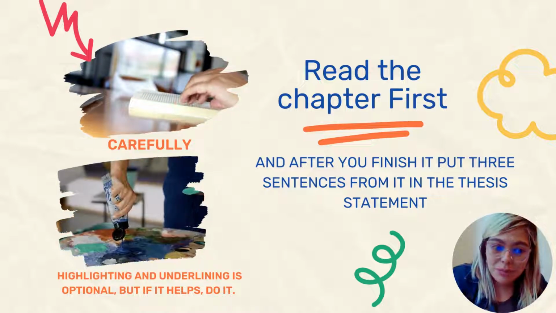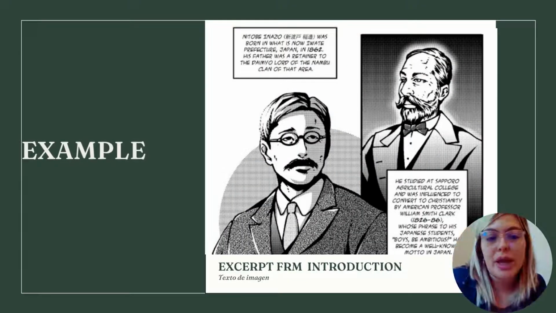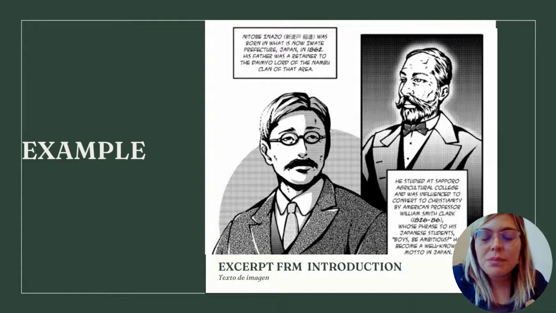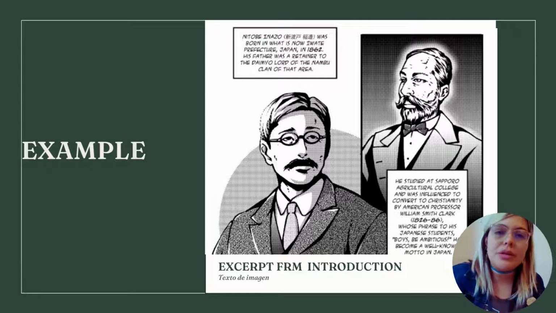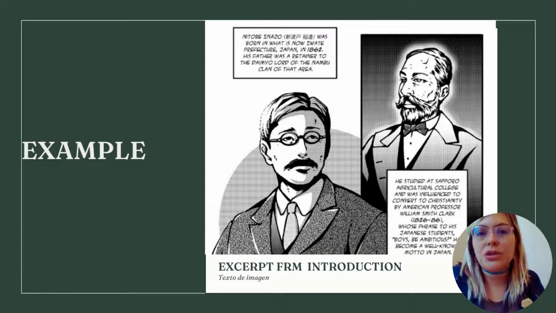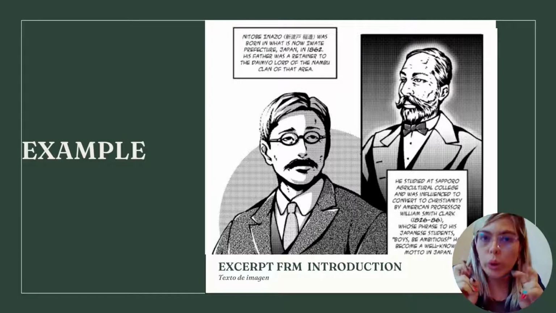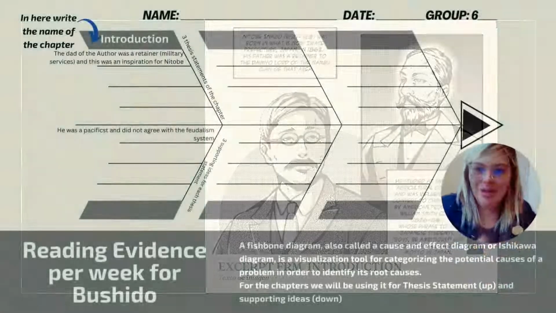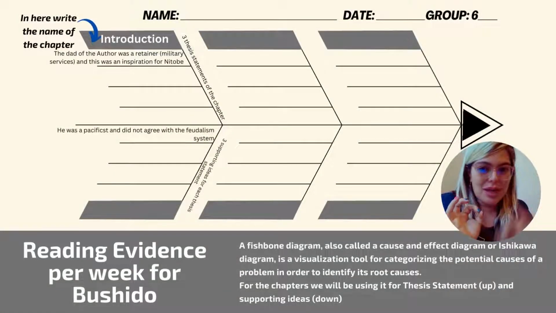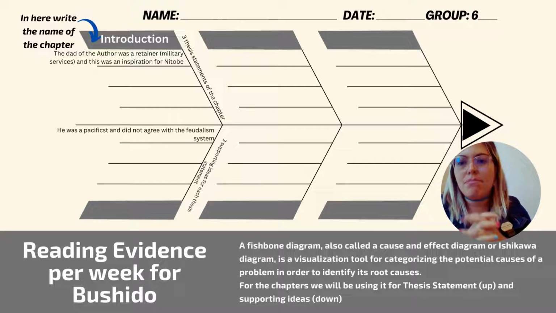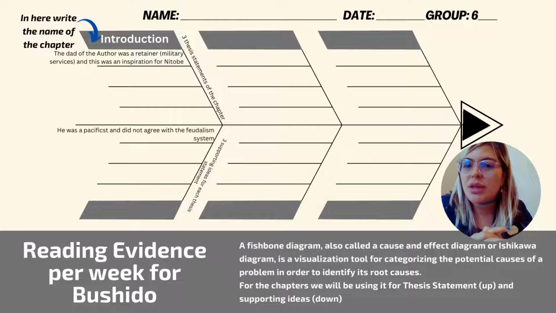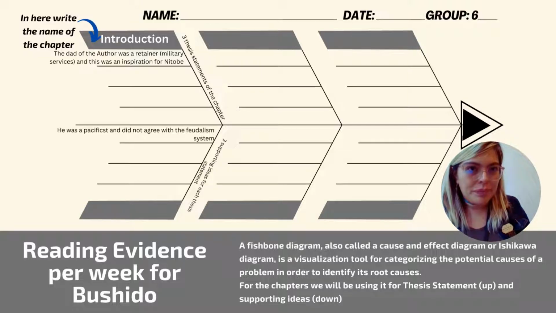So after you finish the chapter, for example, let's suppose that I finish reading Introduction. In the first part of the introduction, they say that the dad of Nintendo was a retainer. What does this mean? A retainer was a person that provided military services to a lord or to a person in power. My thesis statement, what is my thesis statement? The dad of the author was a retainer. In parentheses, I put military services. And this was an inspiration for Nintendo.